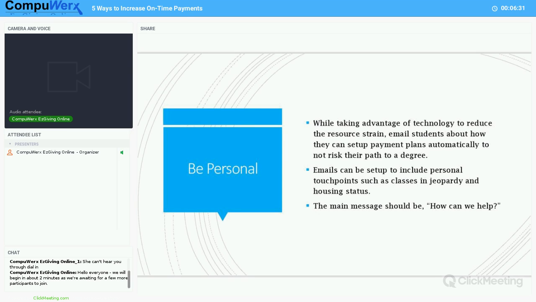But really the main message is how we can help, so the student feels they're on the same team and not in a collections or negative situation, but that everyone is there to get them back on track. The school wants to collect their payments and maintain the education for the student. It really helps with reducing delinquencies and potential collections.